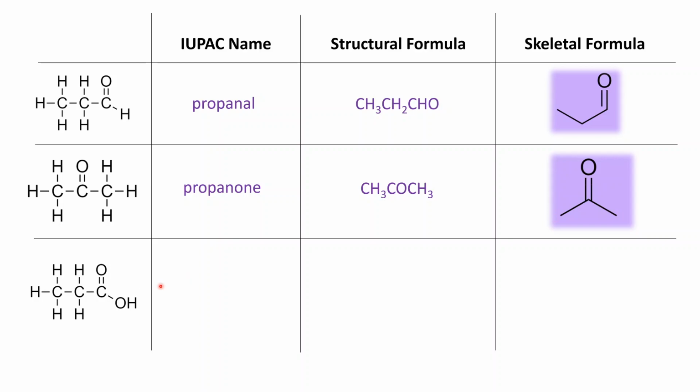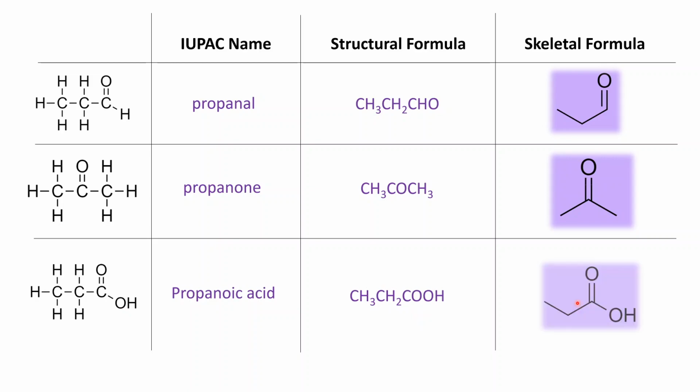Okay, moving on. Looking at this, this appears to be a carboxylic acid, so it's going to be something oic acid. It's 3 long, so this one's going to be propanoic acid. Okay, CH3, CH2, COOH. There we are. And skeletal should look like that.